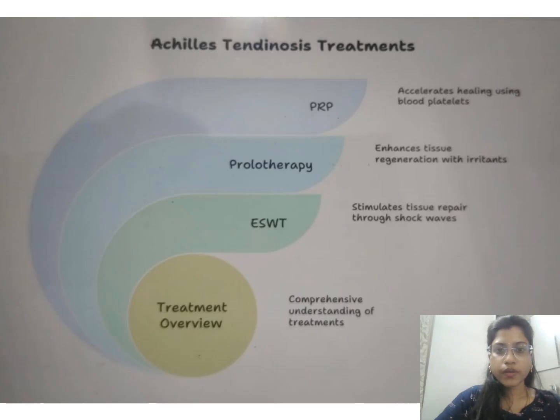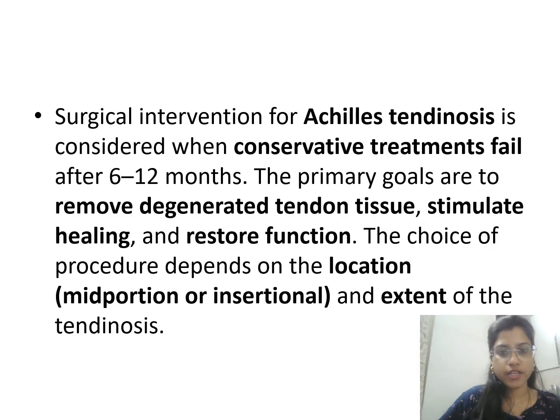So the overview of Achilles tendinosis treatment: PRP accelerates healing using blood platelets. Prolotherapy increases tissue regeneration with the help of irritants. Extracorporeal shock wave therapy stimulates tissue repair through shock waves. Next, we'll move on to surgical management.